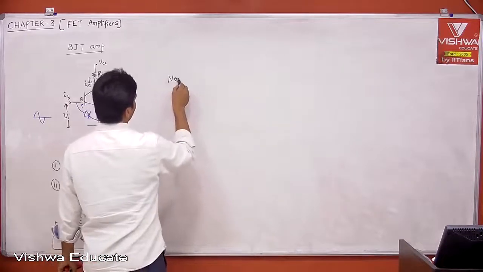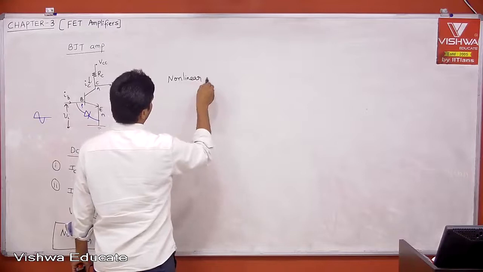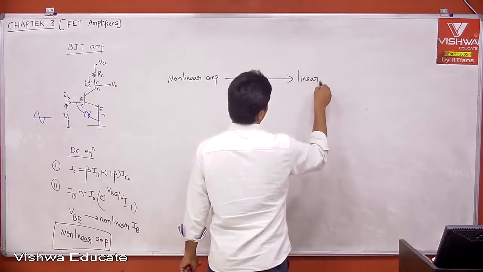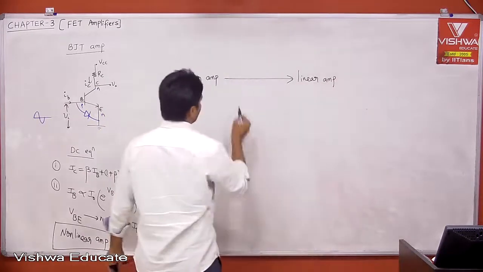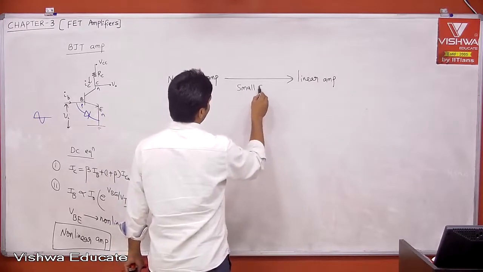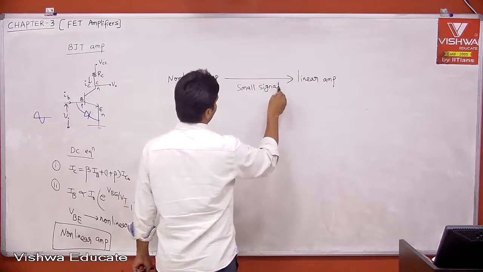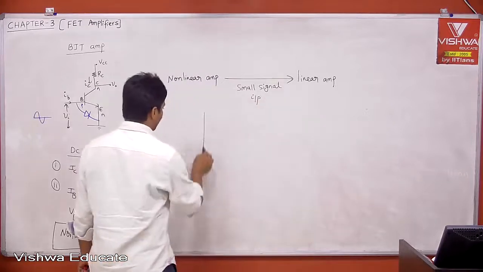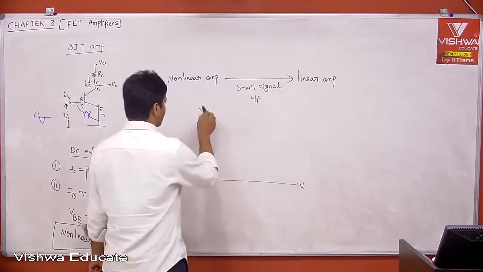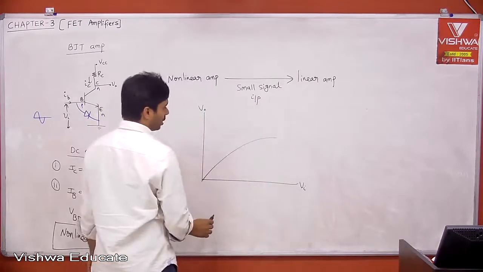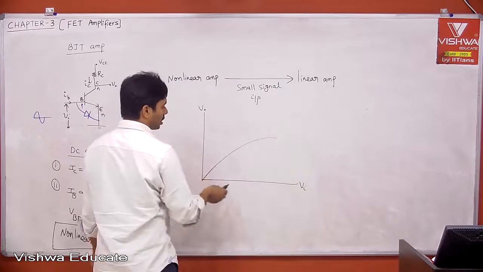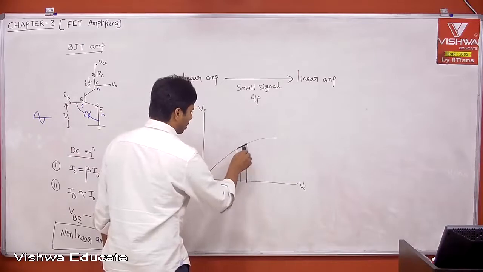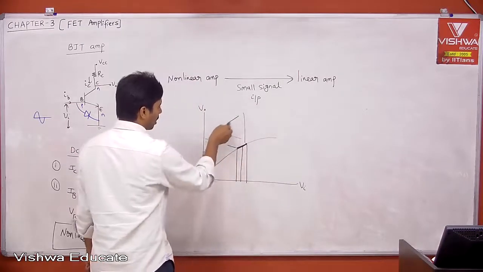A non-linear amplifier can be converted into a linear amplifier by small signal input. That's why, whether it is BJT or MOSFET, we call this small signal analysis, or applying a small signal input. I can explain. If you take Vi and V0, we know the relationship is non-linear, and that gives distortion. But don't apply the whole input; just apply the input here, and this portion is linear. If you zoom into this portion, it is completely linear.